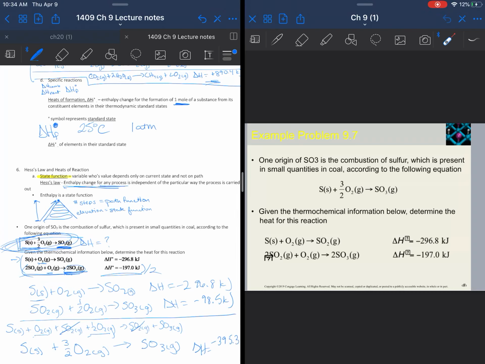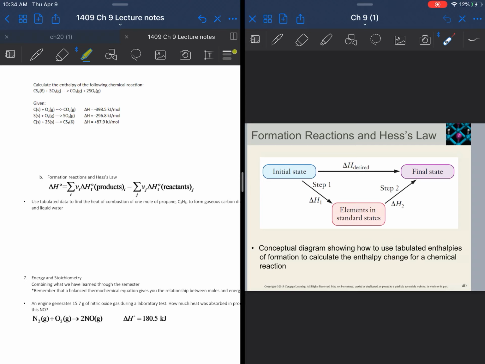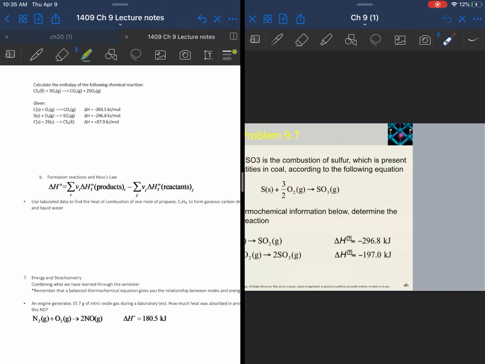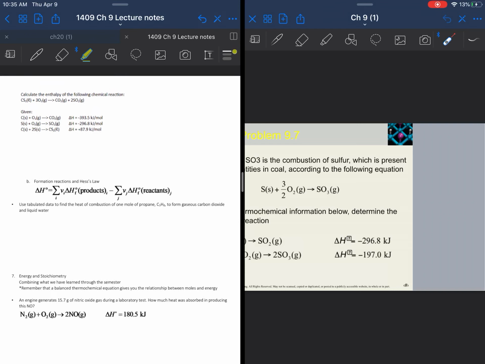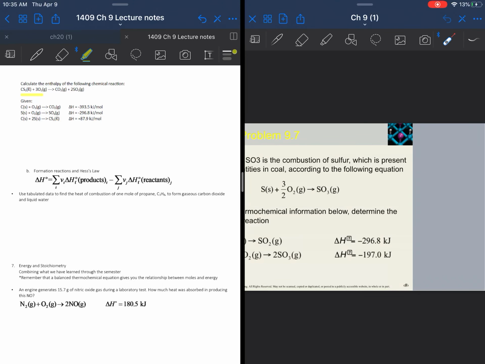And that's exactly the equation we were looking for. So since we've added these up, we can also just add up delta H. So negative 296.8 plus negative 98.5 gives us negative 395.3 kilojoules. And this will be delta H of this reaction, because it doesn't matter the path, right? It doesn't matter which set of intermediate steps, as long as we wind up with the same initial start and the same final place, the final product, then we can calculate delta H because it is a state function.